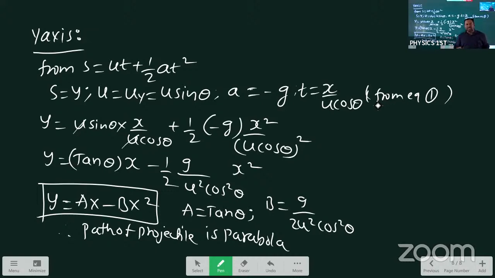These are the 3-star questions. From these 3, minimum 2, otherwise at least 1 question will come in your supplementary examination. Okay, students, we'll continue tomorrow.